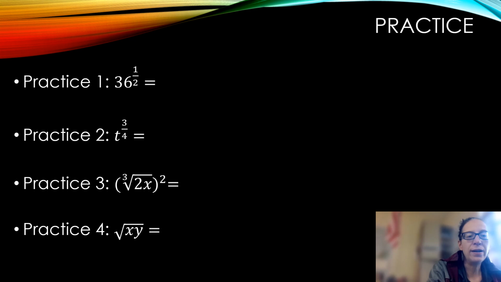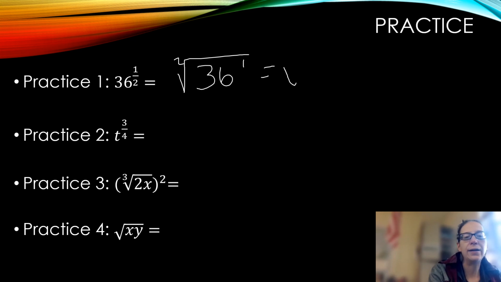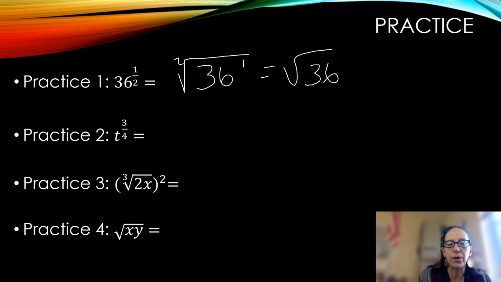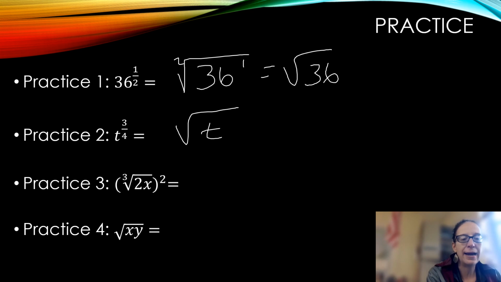So for the first one, writing it as a radical, your radicand would be a 36. Your exponent would be a 1, and your index is a 2. And you could just write that as a regular old square root of 36. You do not need to put the index or the exponent. Both of those are implied. Next one, we have the radical. The radicand is t. The exponent would be the 3, and the index is the 4. So the 4th root of t to the 3rd.